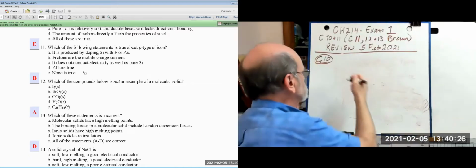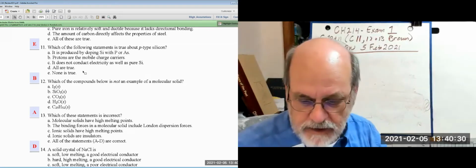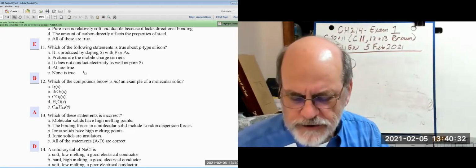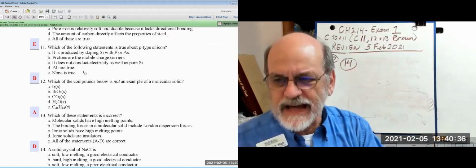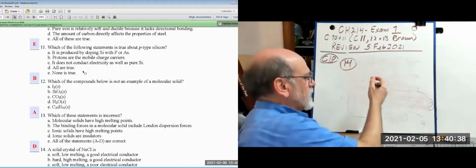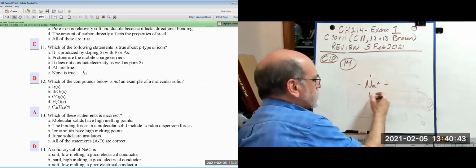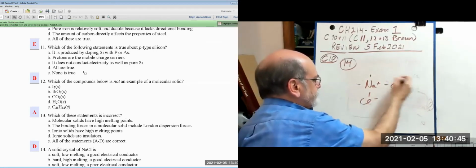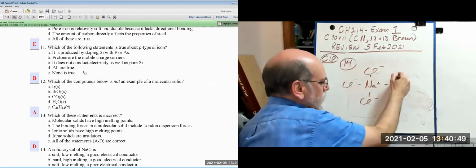14. See what we got for 14. A solid crystal of sodium chloride is what? All right. So what's the nature of a sodium chloride crystal? Well, you've got sodiums surrounded by chlorides. And then each chloride is surrounded by sodium.